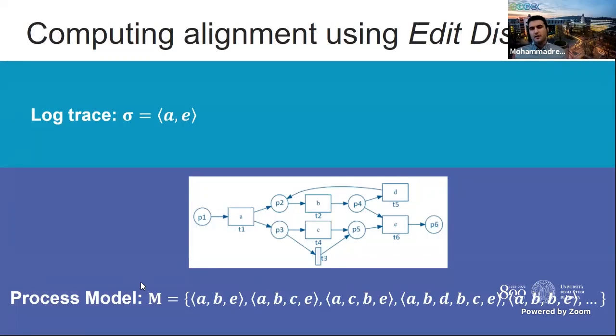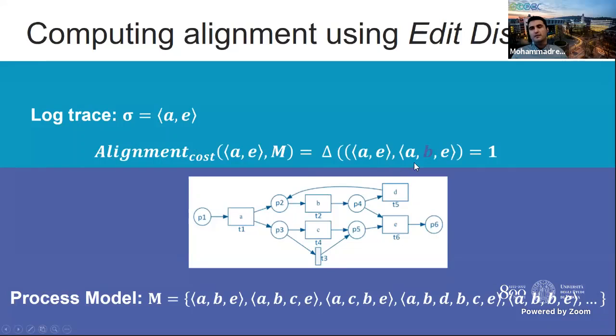So if we consider each variant in the model and also in the log as a word, we can use the edit distance measure to compute the alignment and simply find the most similar trace in the model for each variant in the log, and compute the minimum number of additions to convert the log trace to the most similar one. For example, for the log trace AE, by inserting one B between A and E, we convert the log trace to one of the model traces, that is ABE. And of course, because we have one addition, the cost will be 1.